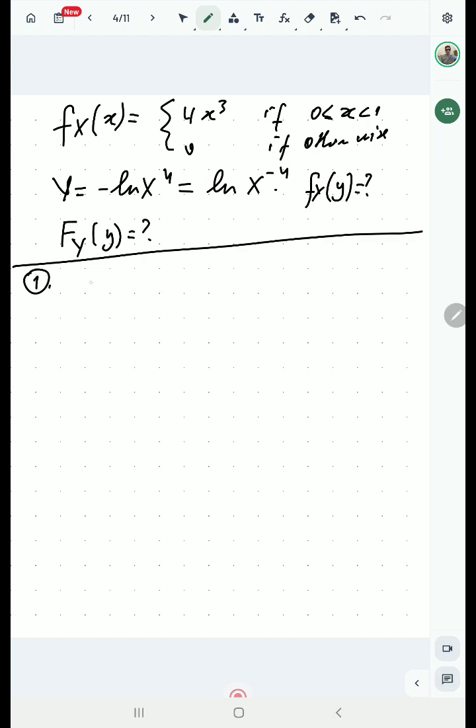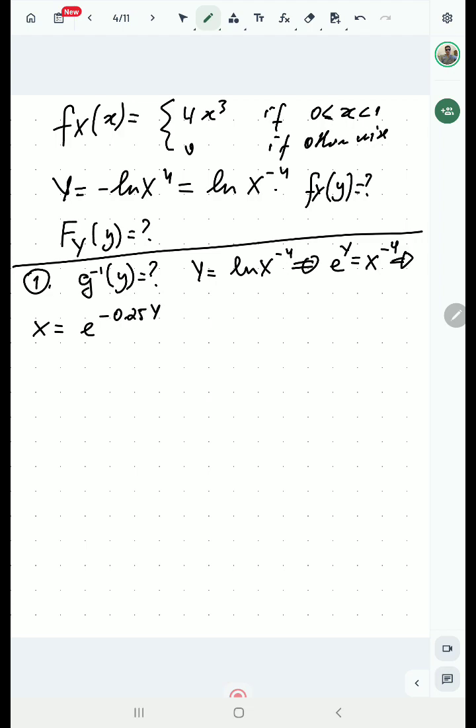First thing to do is we have to get the inverse function g^-1(y), and to do that we know that y is equal to (ln x)^-4. That implies that if you exponentiate both sides, e to the power y is equal to x to the power -4, which implies that x is equal to e to the power -0.25y. Okay, let's put that into a box.